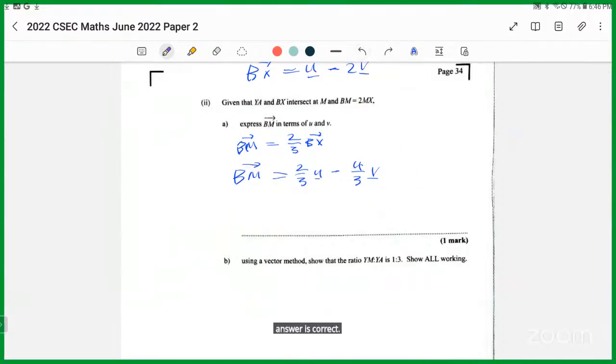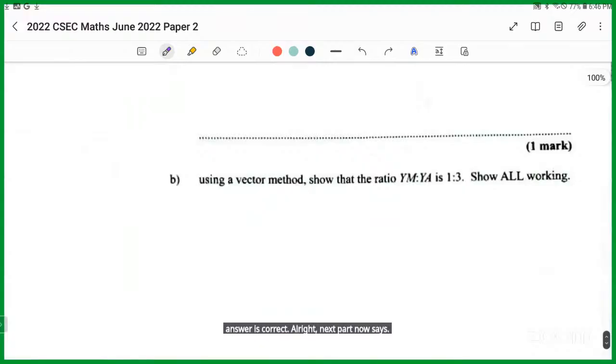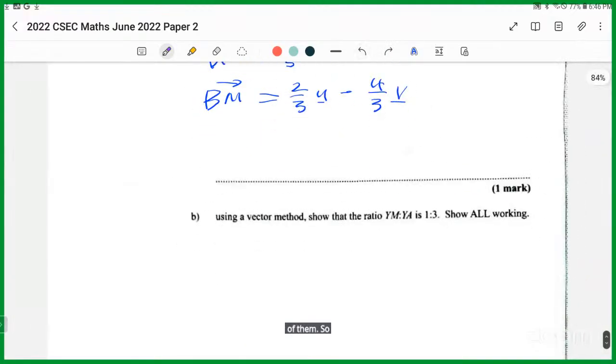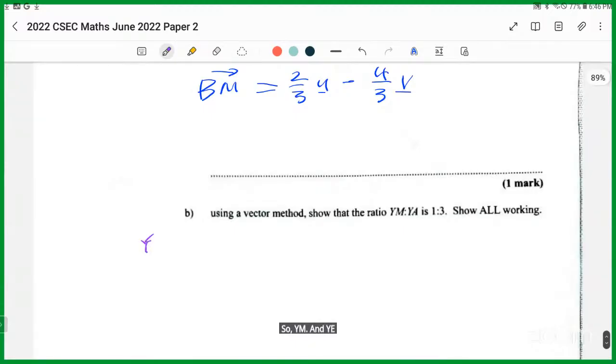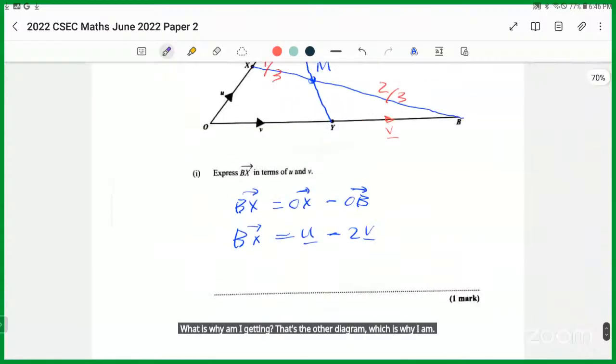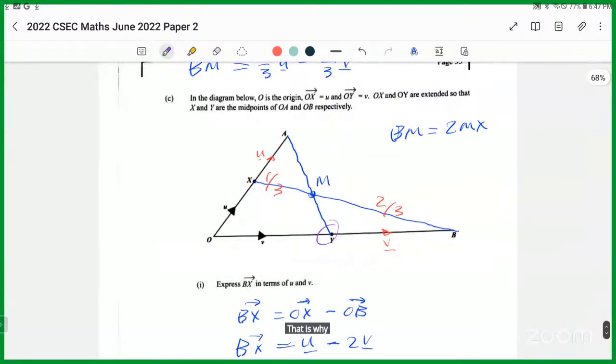All right. The next part says, using a vectors method, show that the ratio YM to YA is 1 to 3. To do that, we need the vector YM and the vector YA, and we want to get the distance out of them. So let's look at what YM is first. Because it says use a vectors method, we use the vectors. What is YM again? Let's look at the diagram.